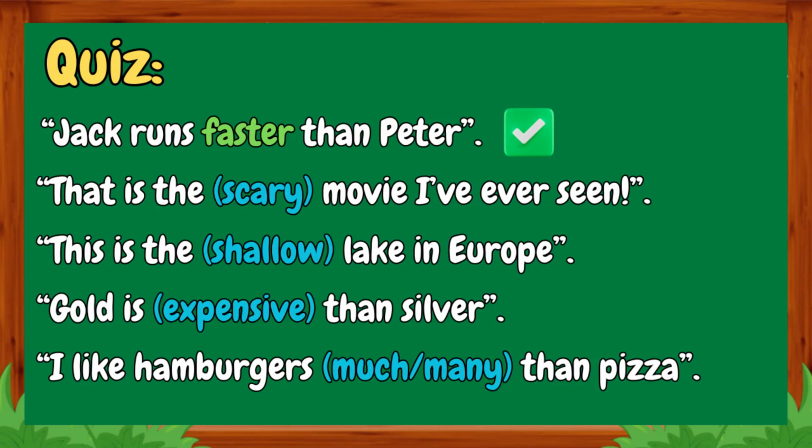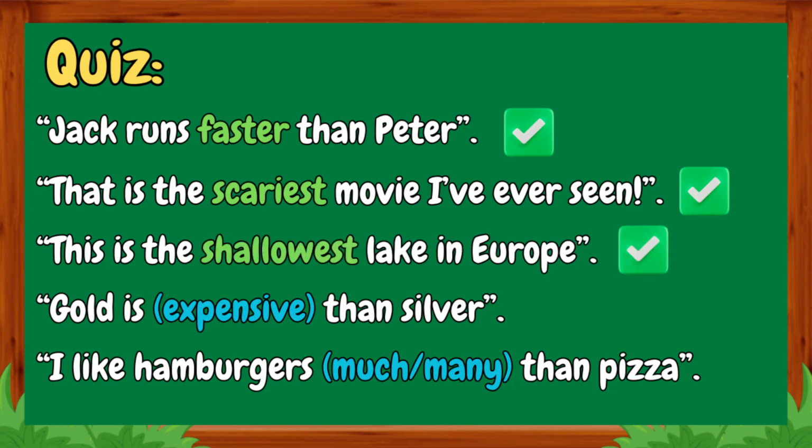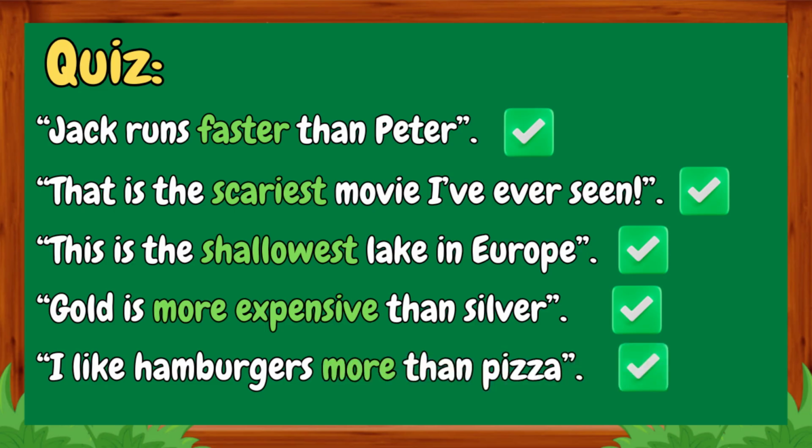Let's go look at the answers. Jack runs faster than Peter. Comparative adjective, comparing two things. That is the scariest movie I've ever seen. Superlative, comparing more than two things. This is the shallowest lake in Europe. Again, superlative, comparing more than two things. Gold is more expensive than silver, comparing two things, so comparative. And the last one, I like hamburgers more than pizza, again comparative because we're comparing two things.